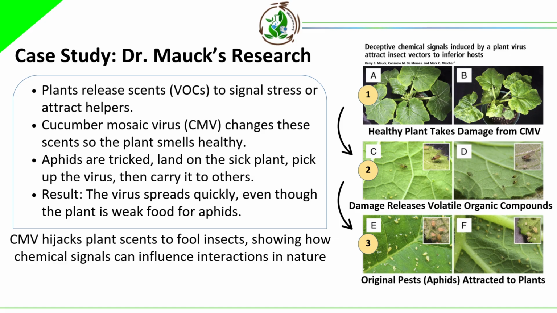The funny part is that the original infected plant isn't even good food for the aphids. Its quality is terrible. But the virus doesn't care about feeding the aphids. It just wants to spread, and this clever scent trick helps it move through a field much faster. This example shows just how much chemistry shapes the relationships between plants and insects. Plants use scents to communicate and defend themselves, but viruses and pests can sometimes turn those same signals against them in surprising and sophisticated ways.